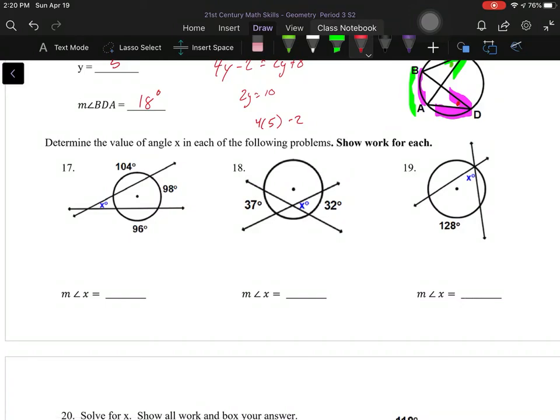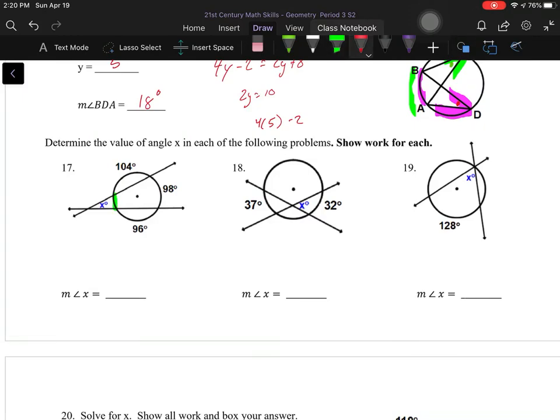Okay, for questions 17, 18, and 19, these are the 3 styles of problems, or the 3 styles of angles, I guess, that happen in this chapter. So the first one is an angle that happens outside of the circle. The key to this one is you have to find this missing arc first.